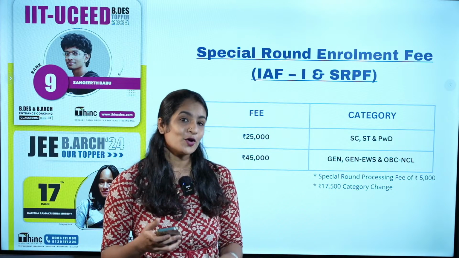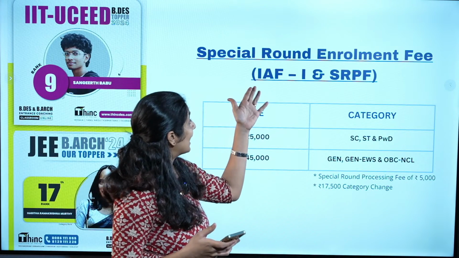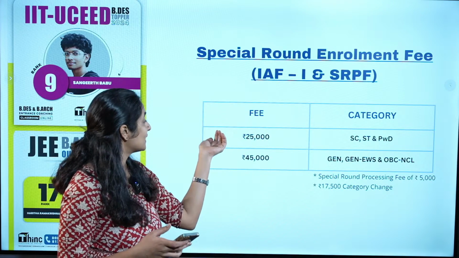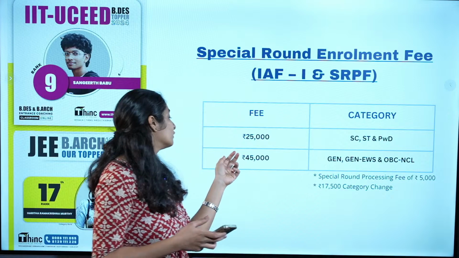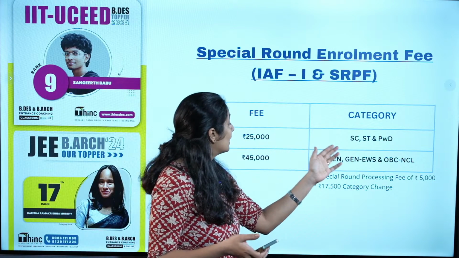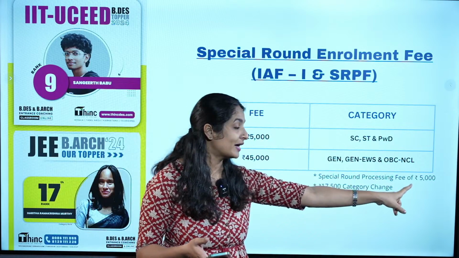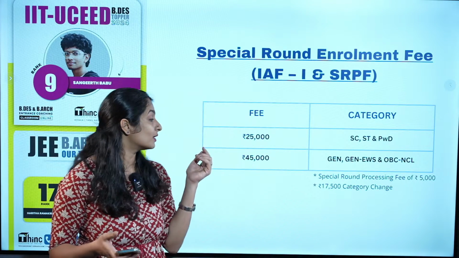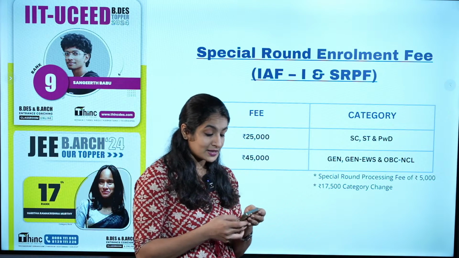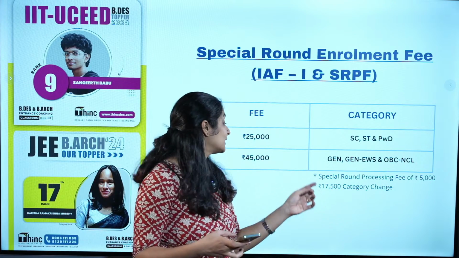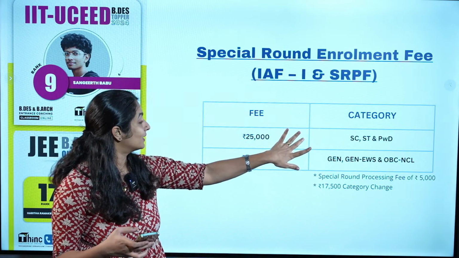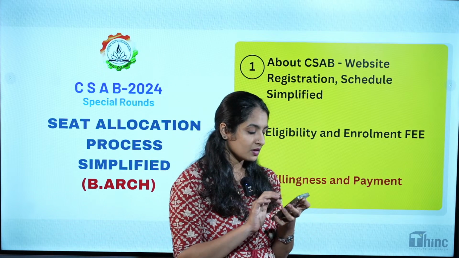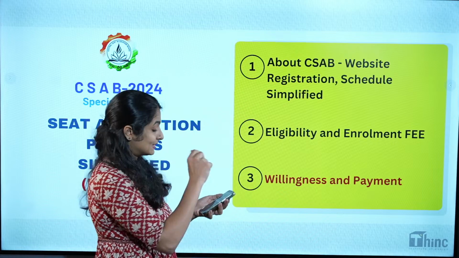Then we looked at who is eligible. I told you even before the choice filling, you are supposed to pay a fee called IAF and SRPF for CSAB. Basically for SC, ST, PWD category, 25,000 is the fee. For general category, 45,000 is the fee. Out of this amount, 5,000 is a processing fee and it's not refundable. And in case you messed up regarding the category that you entered while registering, and you want to opt back to general category, you have to pay 17,500 for correcting that mistake.